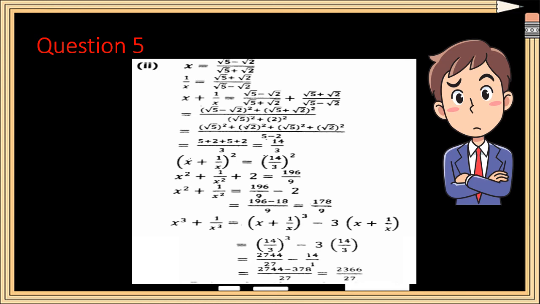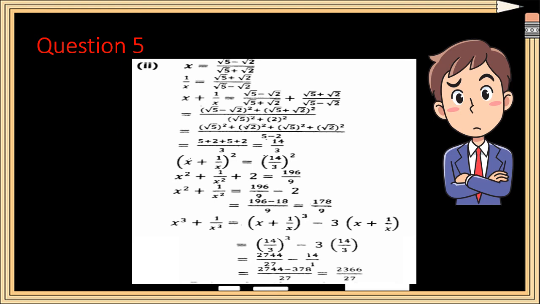So (a minus b) whole square is a square plus b square minus 2ab. Similarly, (a plus b) whole square is a square plus b square plus 2ab. Now plus 2ab and minus 2ab will cancel each other. So now you have a square, which is square root of 5 whole squared, and b square, which is square root of 2 whole squared, and similarly square root of 5 whole squared and square root of 2 whole squared for the second a square and b square.